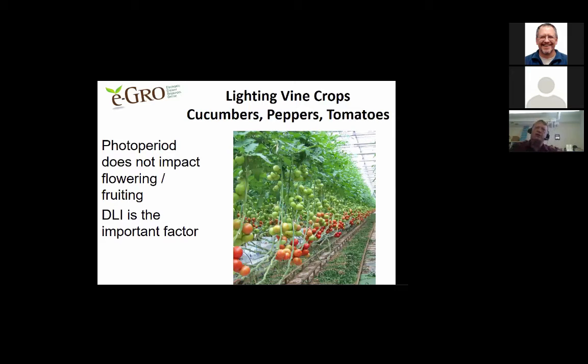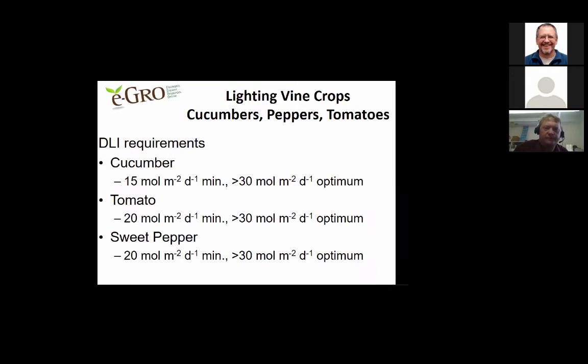And then let me mention lighting vine crops. So we mentioned that for cucumbers, peppers, and tomatoes, photoperiod does not impact flowering and therefore fruiting. So it's really the total quantity of light, the daily light integral, that is important. In terms of the target daily light integral requirements, these are all fairly high light requiring crops. Commonly for bedding plants and potted plants, we're looking at, say, 10 to 12 moles of light minimum each day to get good crop quality.